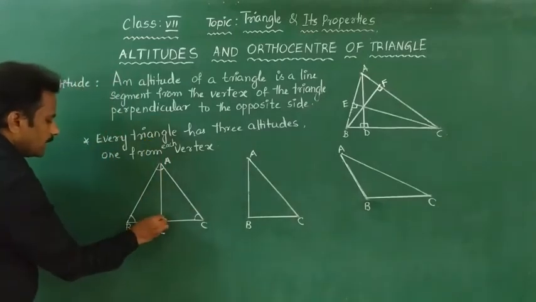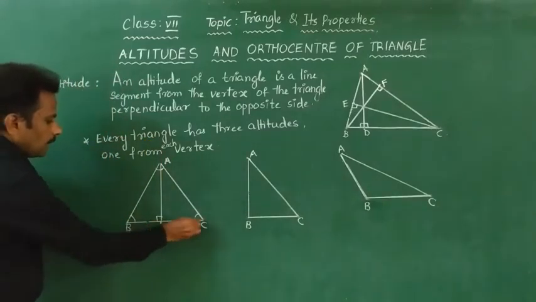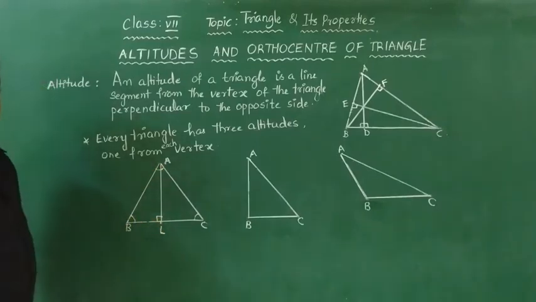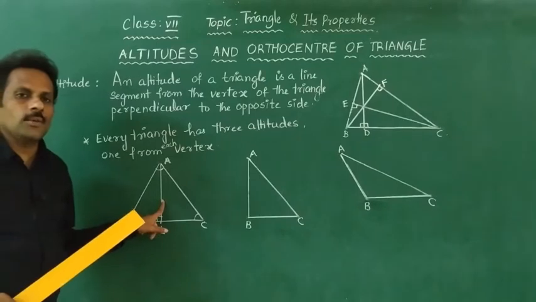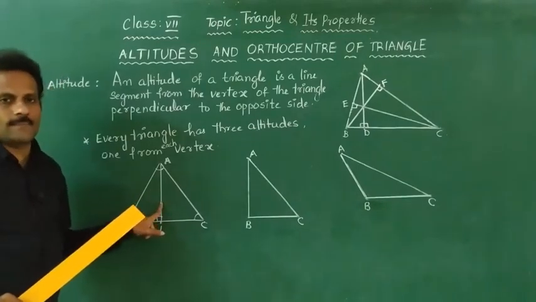So this is 90 degrees. The angle between BC and AL is 90 degrees. So where is AL here? The altitude of an acute angle triangle is interior.